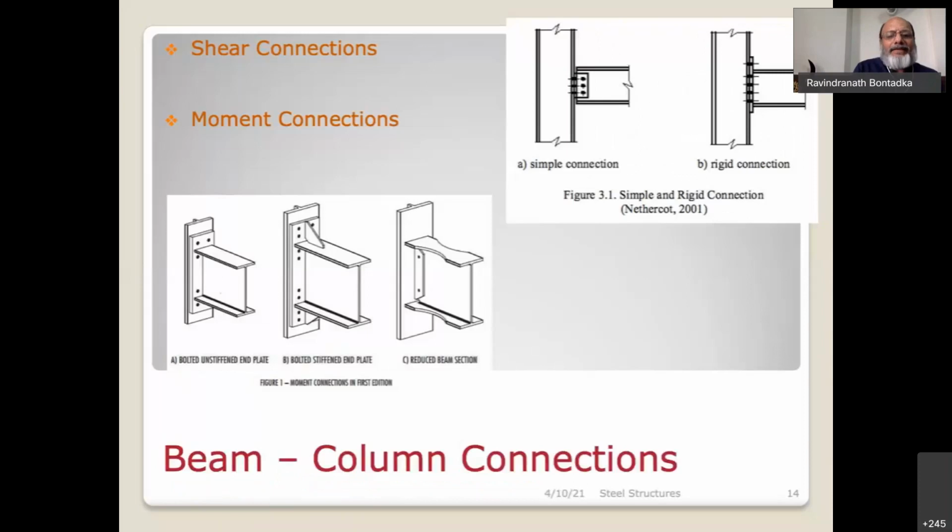And then we have beam column connections, which sometimes will be a simple connection, or sometimes a rigid connection. If you want to transfer only the shear, then you go for a simple connection. If you want to transfer the moment also, to make it a rigid frame, then you go for a rigid connection. For moment connections, we have bolted unstiffened end plate, bolted stiffened end plates, or reduced beam sections that we can adopt. So all these things come under shear connections and then the moment connections.